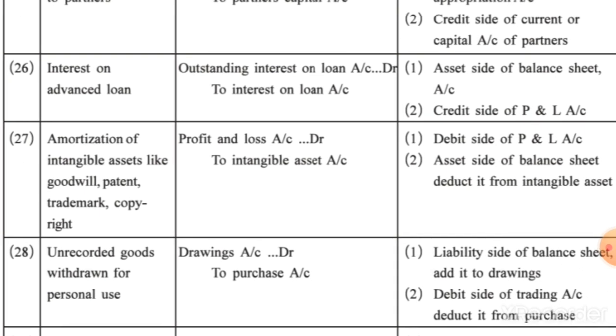Next one, that is 28th adjustment, that is unrecorded goods withdrawn for personal use. You have withdrawn the goods for personal use, so naturally it would be drawings, but that drawings you have not recorded, and now you are giving the effect of that adjustment. Okay, so due to unrecorded goods withdrawn for personal use, drawings would be increased. So drawings account debit to purchase account credit.